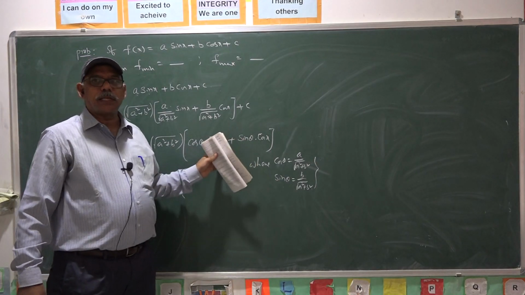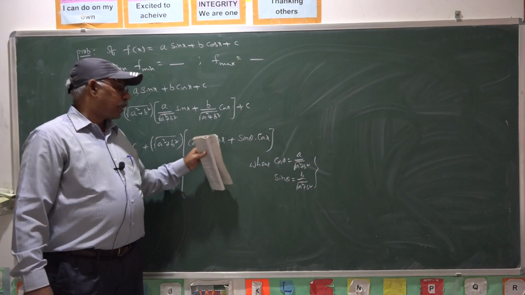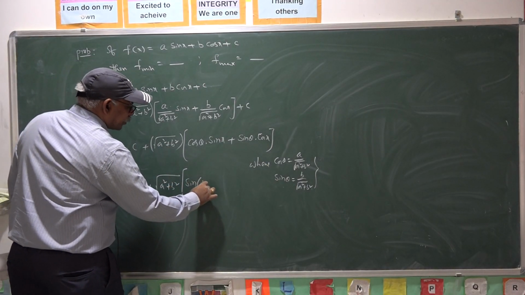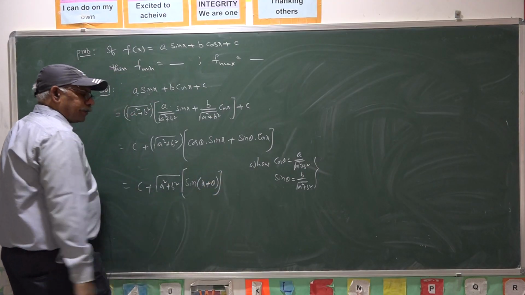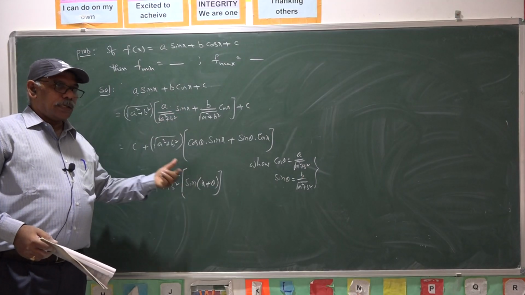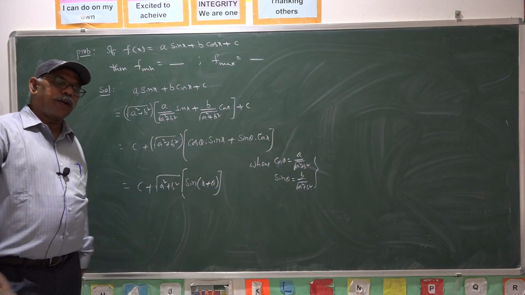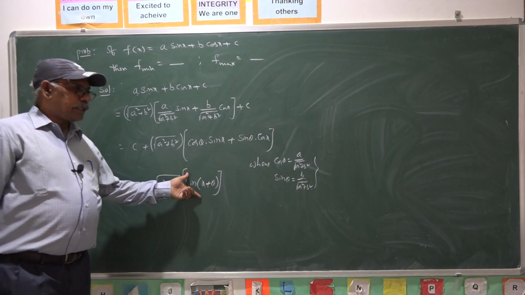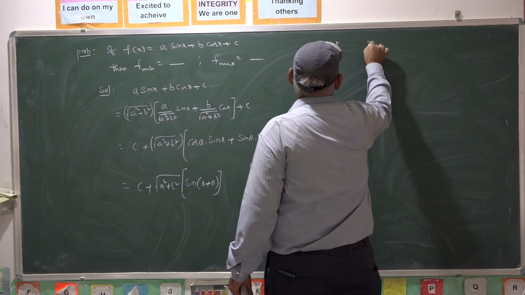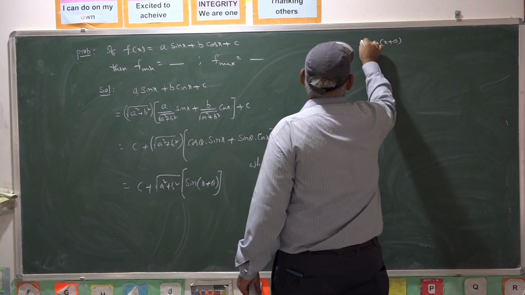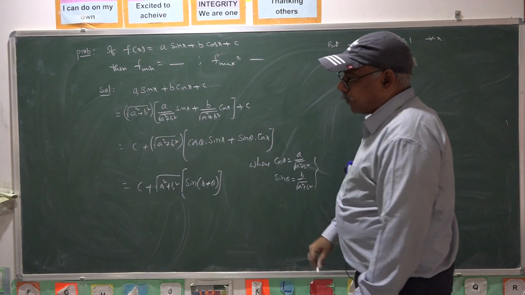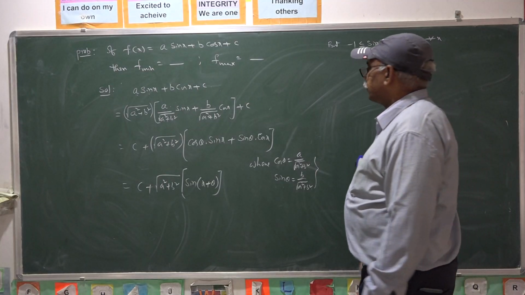Clearly this is of the form sine of a plus b. Sine a cos b plus cos a sine b. Sine of a plus b form. Sine of x plus theta. Just I am writing these two terms as a single trigonometric function. But sine of x plus theta always lies between -1 and 1 for all x. The sine values always lie between -1 and 1.